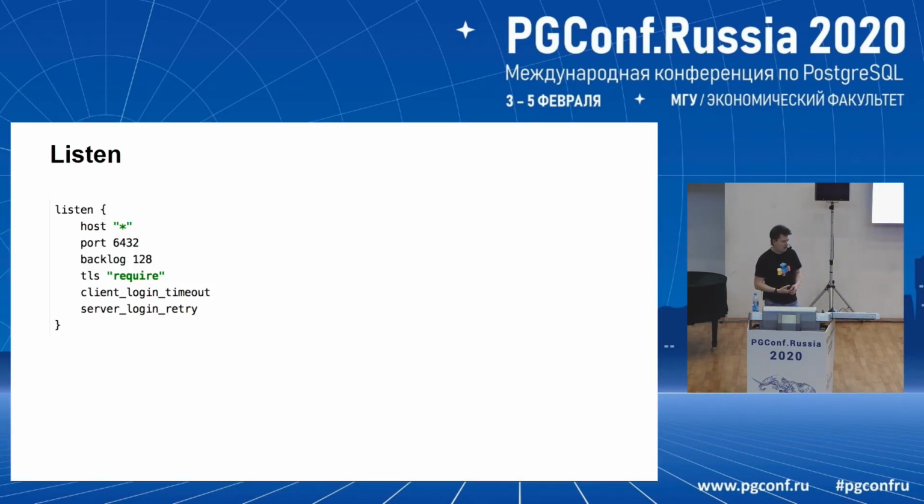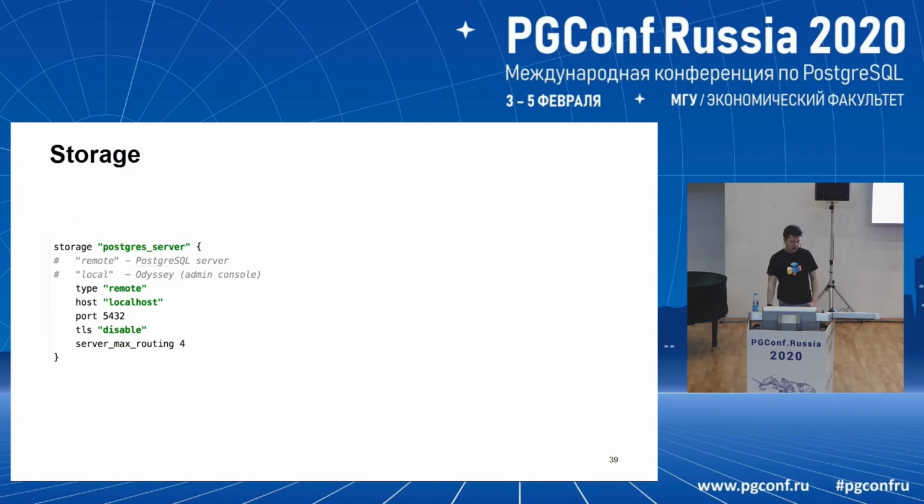Configuration and monitoring. We tried to do this as simply as possible, and Odyssey can listen to several ports at once with different configurations, with different TLS connections, and we have a block of configuration which is called listen. If you read the config from the beginning to the end, you will understand how it works. So basically, listen says which port on which interface is open and how to listen to it.